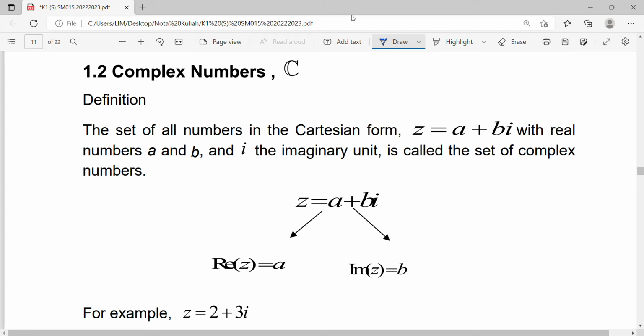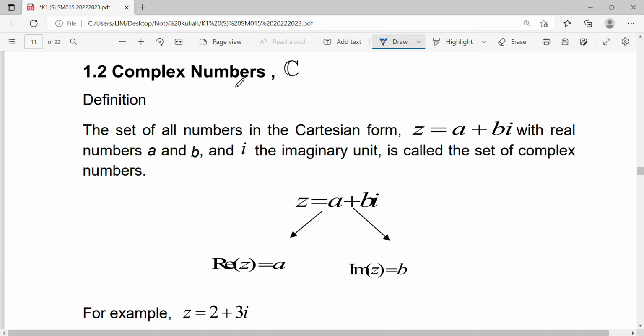Okay, so 1.2 is talking about complex numbers. What we learned in the previous lesson was real numbers. Real numbers are the numbers we can all operate on our calculator. We have whole numbers, natural numbers, decimals, everything.